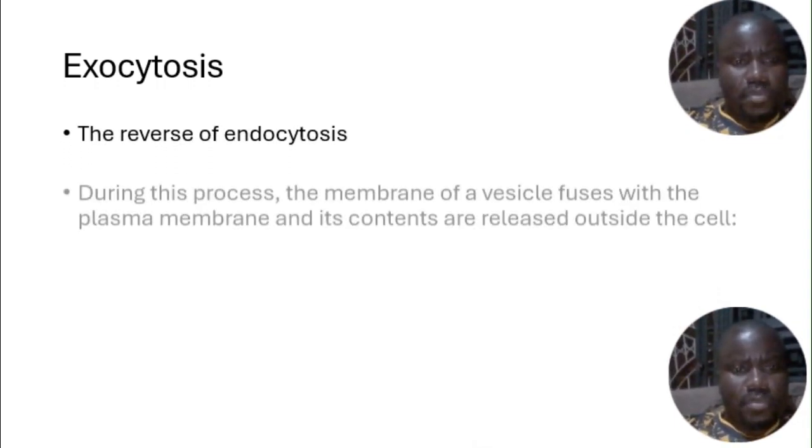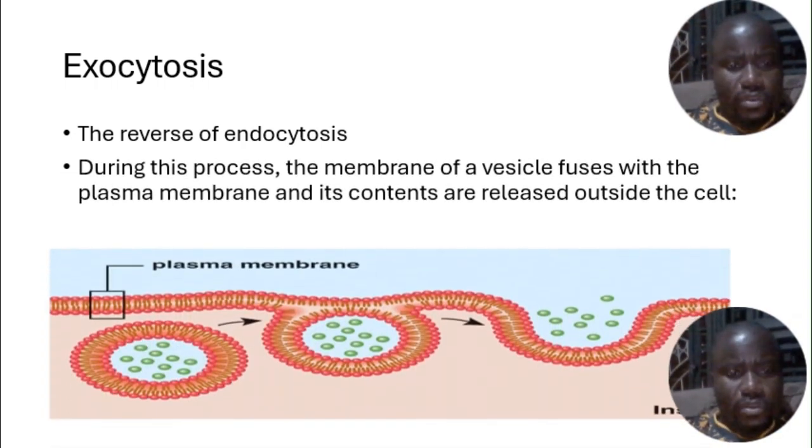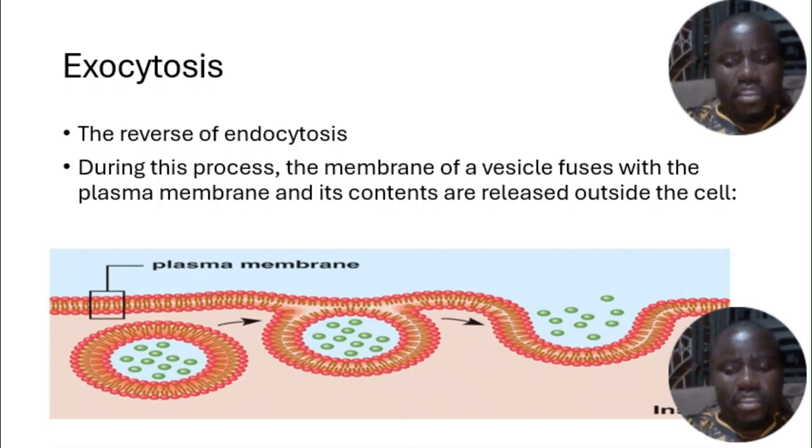So when these substances are produced within the cell, they are contained in a vesicle, and the vesicle is moved towards the cell membrane, fuses with the cell membrane, and opens up to spit out the substances that should be secreted.